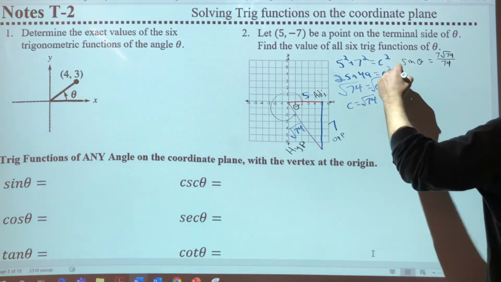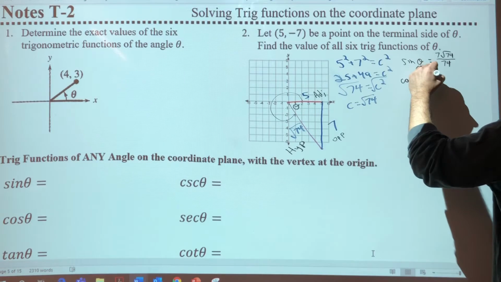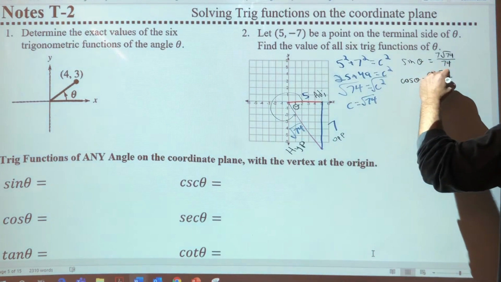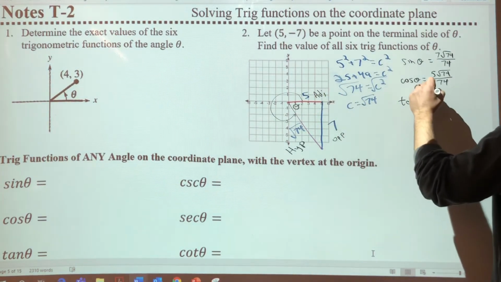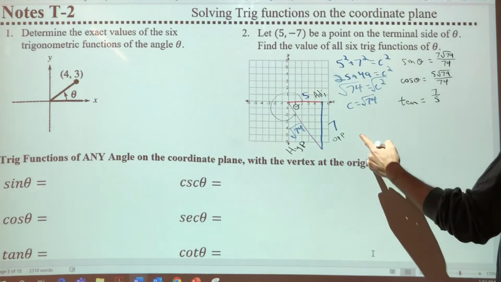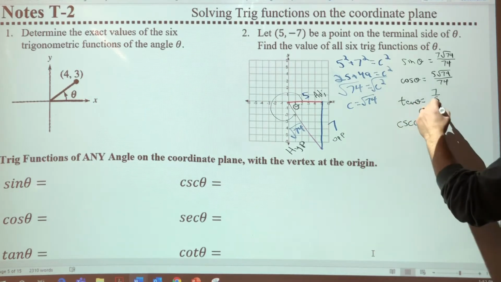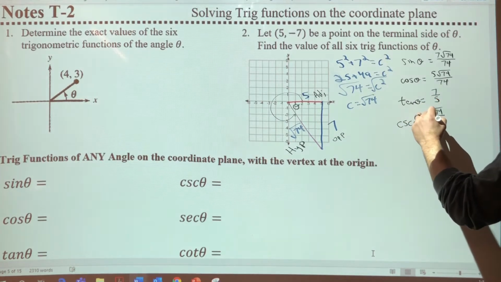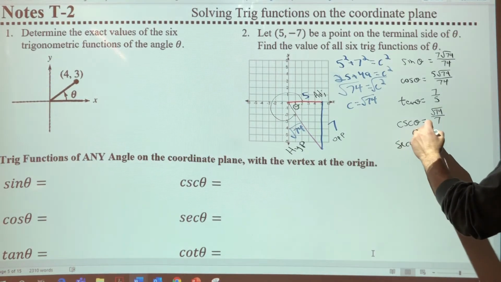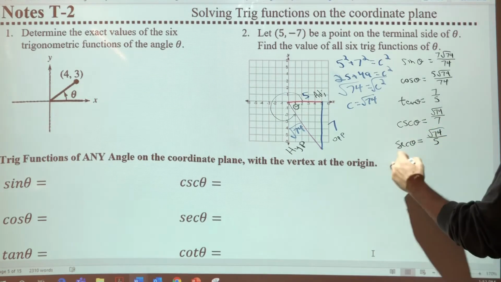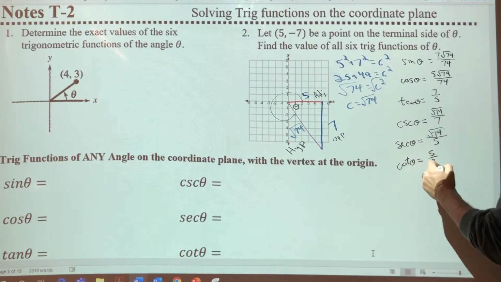We're going to have cosine, which is 5 over root 74, which simplifies to 5 root 74 over 74. And the tangent, which is opposite over adjacent, which is 7 over 5. And then we're going to have the cosecant, which is square root of 74 over 7. And the secant, which is the reciprocal of cosine, which is square root of 74 over 5. And the cotangent, which is the reciprocal of tangent, which will give us 5 over 7.